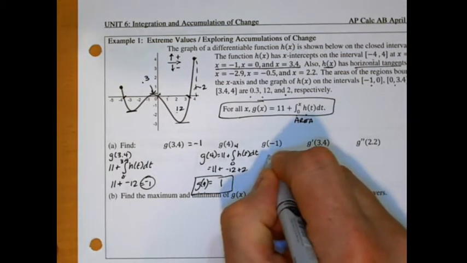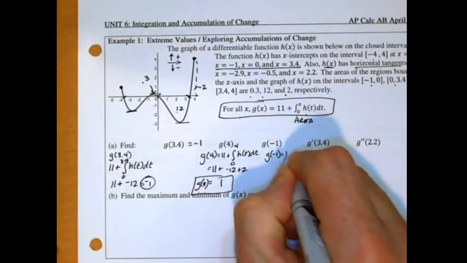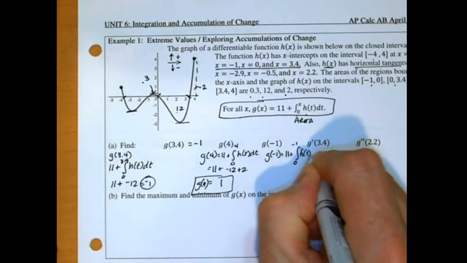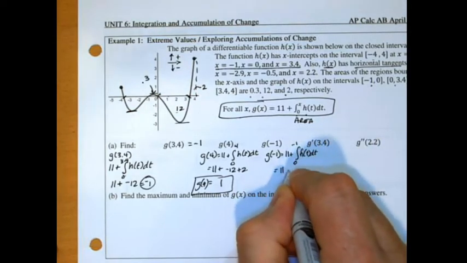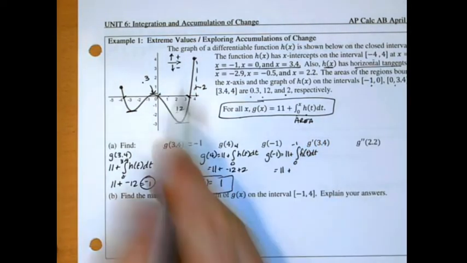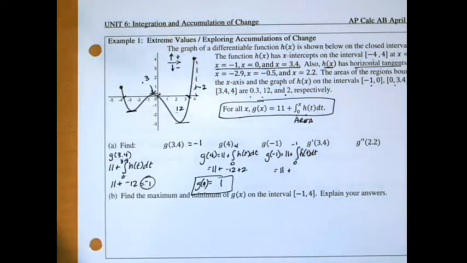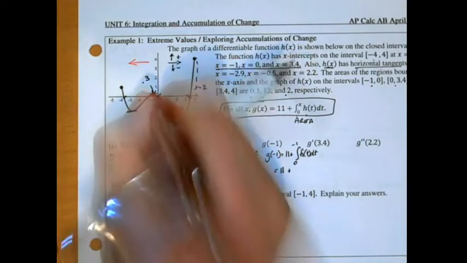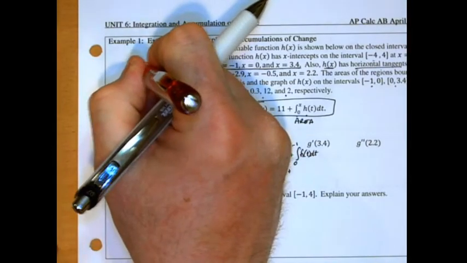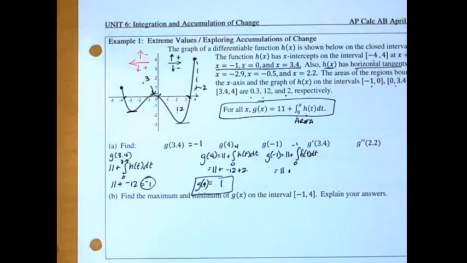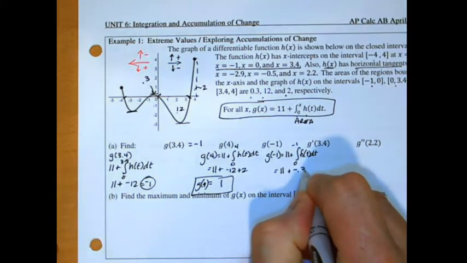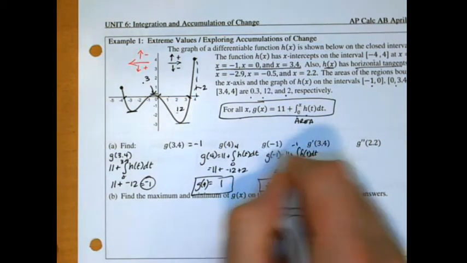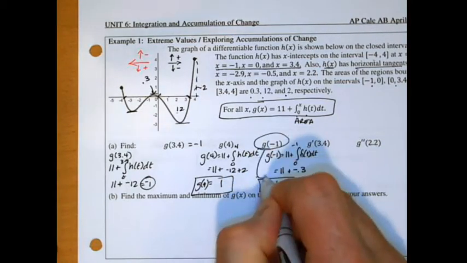G of -1 is going to be 11 plus the integral from 0 to -1 of h of t dt, and that is going to be 11 plus, but let's just be aware that if we go this way, which we are doing because we're going from 0 to -1, anything below turns to positive, anything above turns to negative. So this is minus 0.3, which is 10.7. So g of -1 is 10.7.